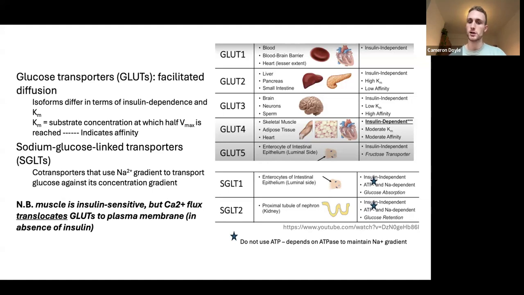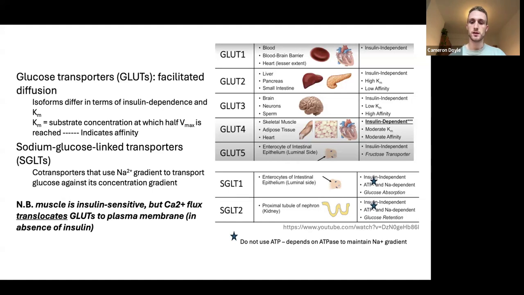So any glucose that's in the blood, the brain's going to try and get hold of that as quickly and efficiently as possible. The only one of these which is insulin dependent is GLUT4. I think that's quite an important fact. GLUT4 is present in skeletal muscle, in adipose tissue, in the heart, as it says there.